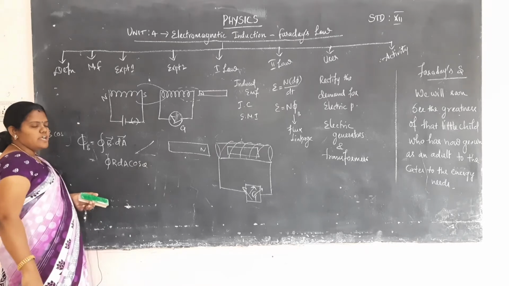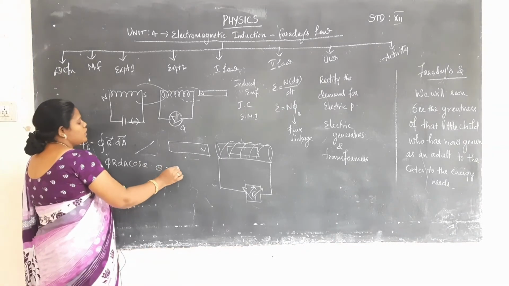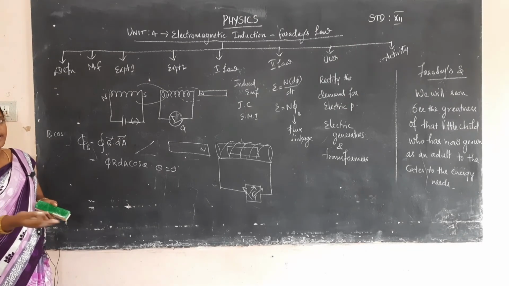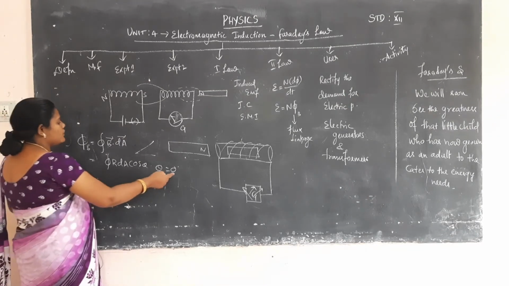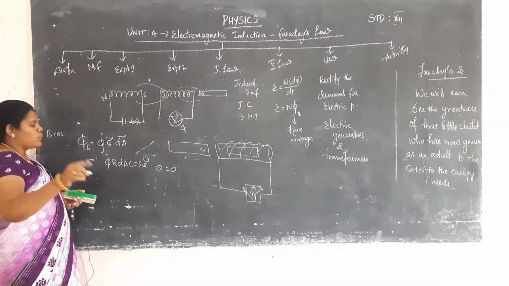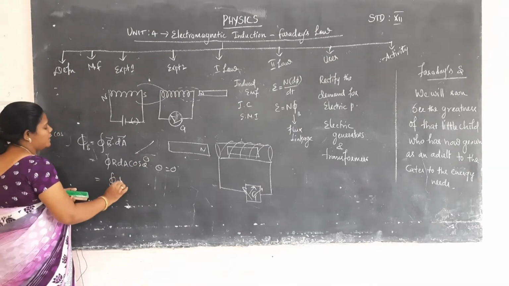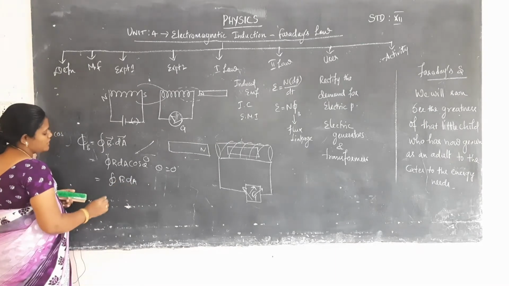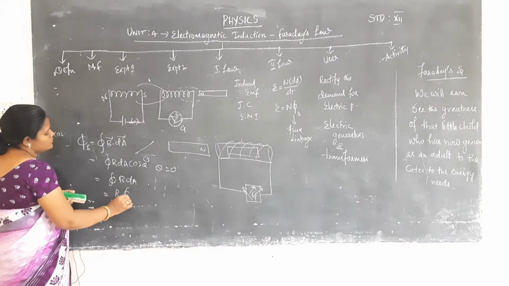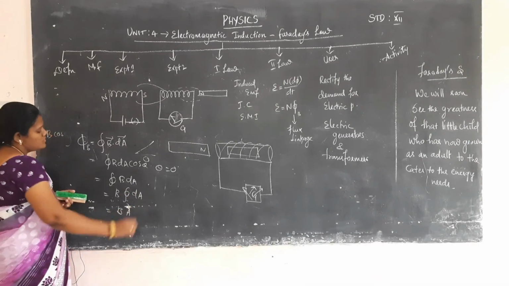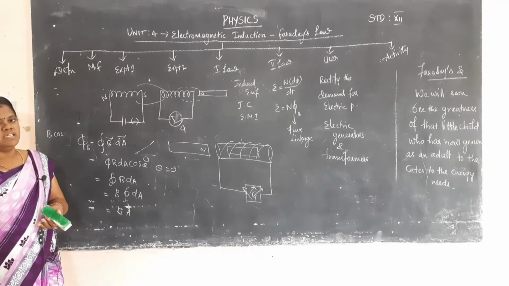In this case, theta is considered 0 because the magnetic field lines are parallel to the plane of the coil, so cos 0 is 1. So we have the closed integral of B dA. Taking B as common, the integral of dA gives A. So this is the magnetic flux formula, B into A.